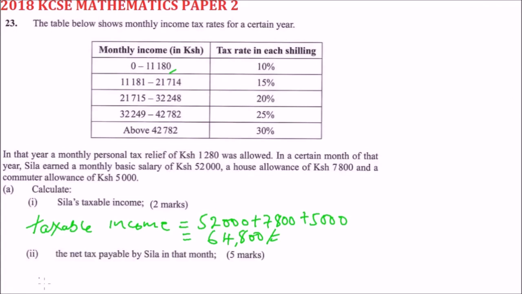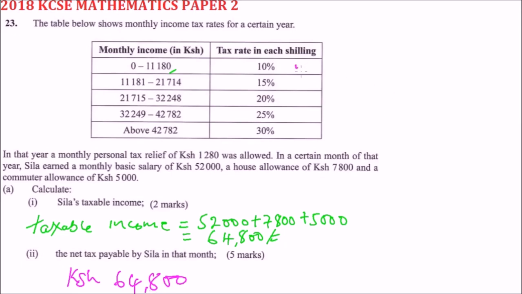Roman number 2, it says the net tax payable by Sheila in that month. So here we need to make a bit of calculations. In part A, we have seen that taxable income of Sheila is 64,800. So we need to calculate the tax.